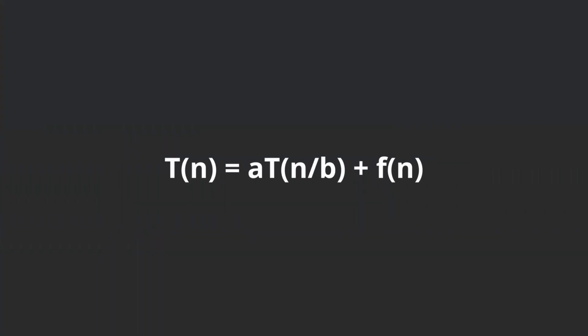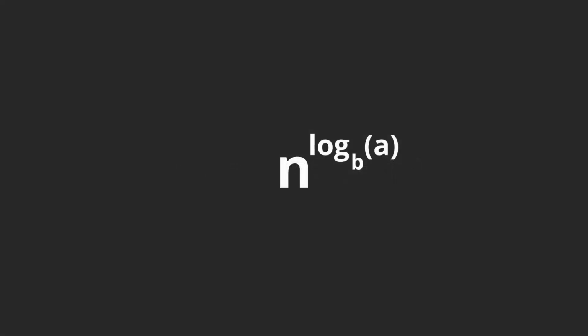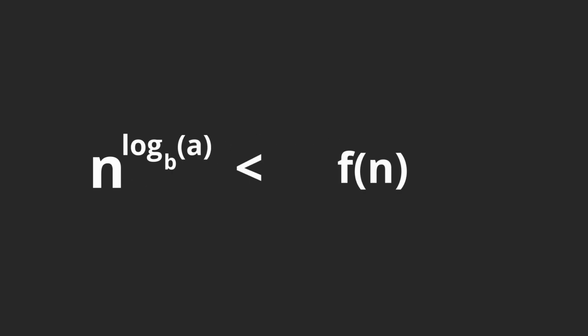Great, we have this function. Now what the hell do we do with it? Well, we need to determine which part is going to take longer, the recursive part or the combined part. And to find out how long the recursive part is going to take, we calculate n raised to the power of log base b of a. Once we have this, we just compare it with our combined step. And this works out to 3 scenarios.